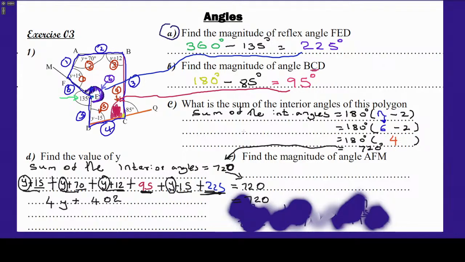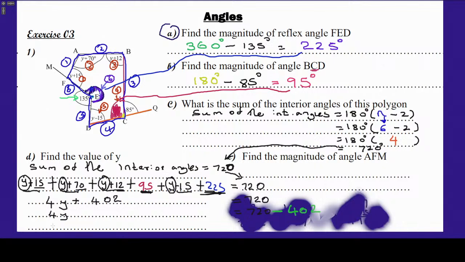Alright, so how to find y's value now? We've got to keep y alone. So 4y equals 720. Let's ask this plus 402 to go to the other side. So when plus 402 goes to the other side, what will it be? It will become subtraction 402. When addition goes to the other side, the operation changes, it becomes subtraction.